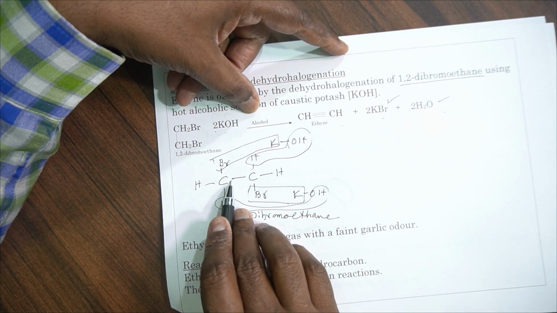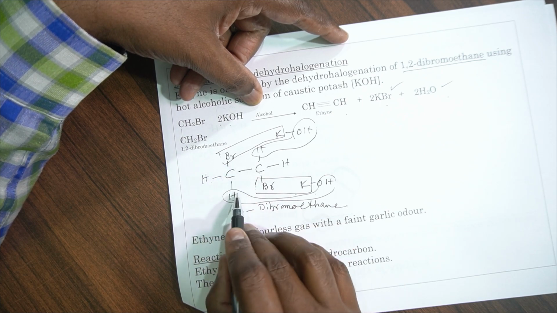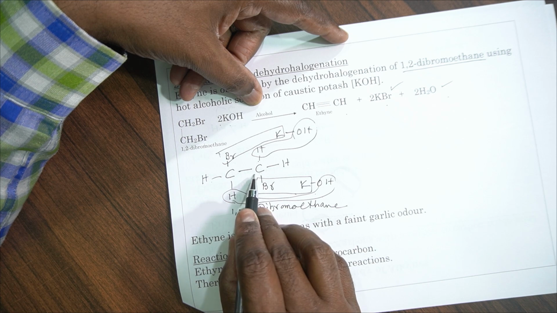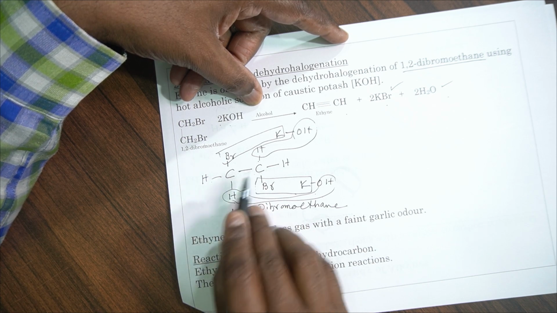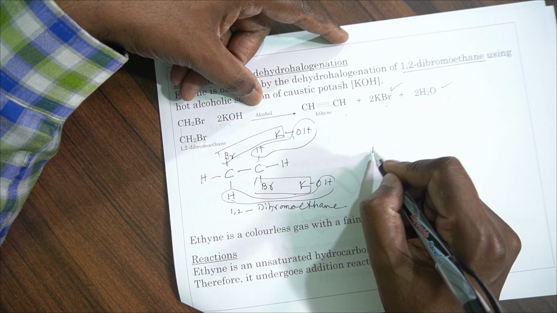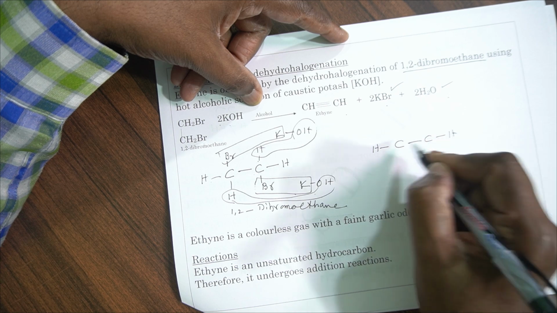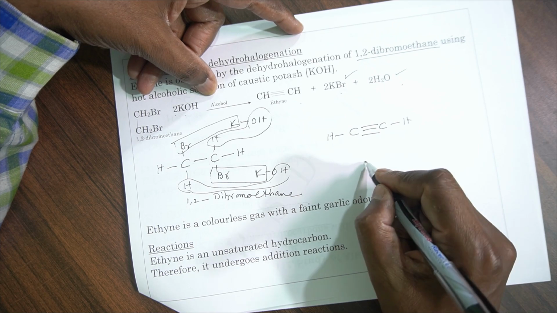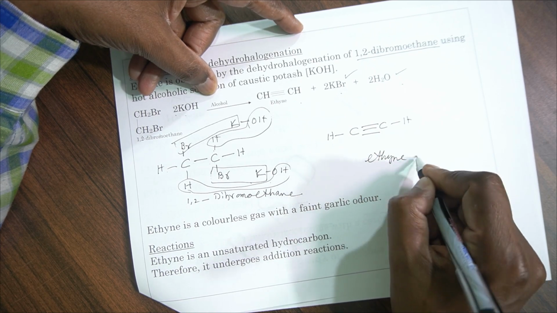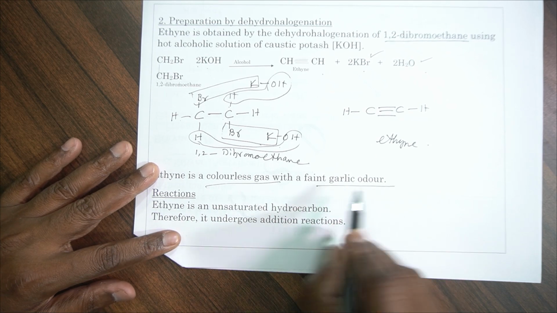Now what is left here? H, C, single bond C, and these bonds are all broken. So two more bonds get formed here because the carbon now has only one bond here and one here too. So two more bonds are required. So the product will be H, C, single bond C, H, and the bonds up and below both will join here, so it will form a triple bond. So this is ethine. It's a colorless gas with a faint garlic odor.